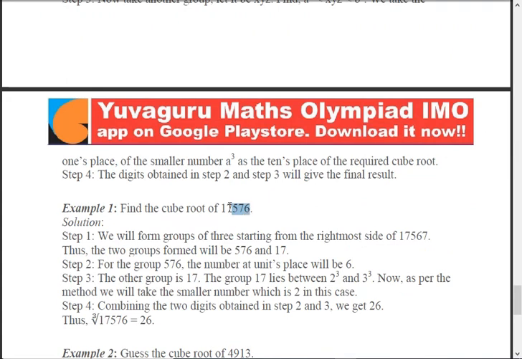Now the group of 2, right? Now for this, check which cube is before 17. Which cube? 1 cube is 1, 2 cube is 8, 3 cube is 27. So 27 is bigger than 17, so forget 3. 2 cube, 2 only now. So 2 and 6. So 26 will be the cube root, right? This way we have to find out.